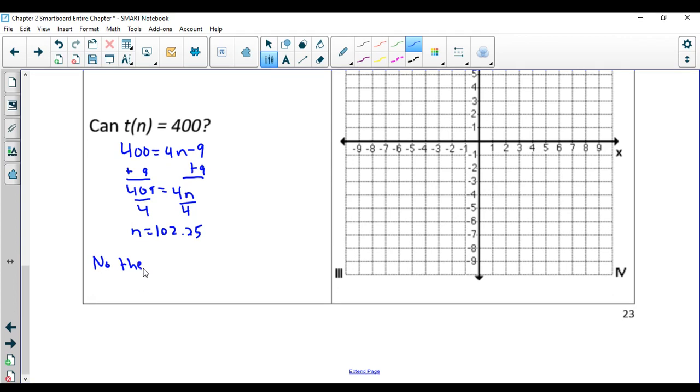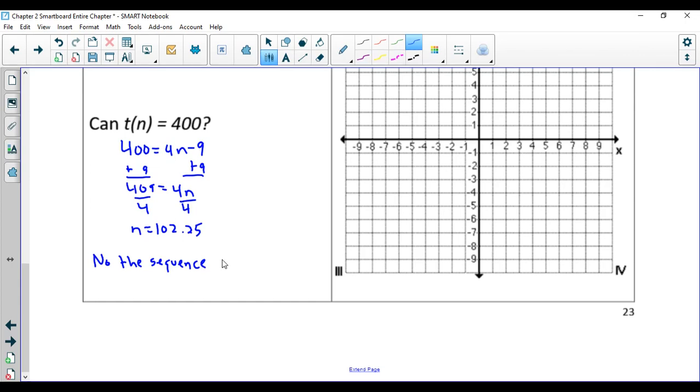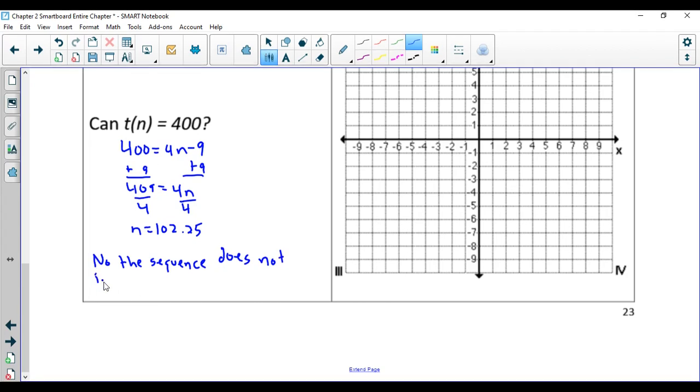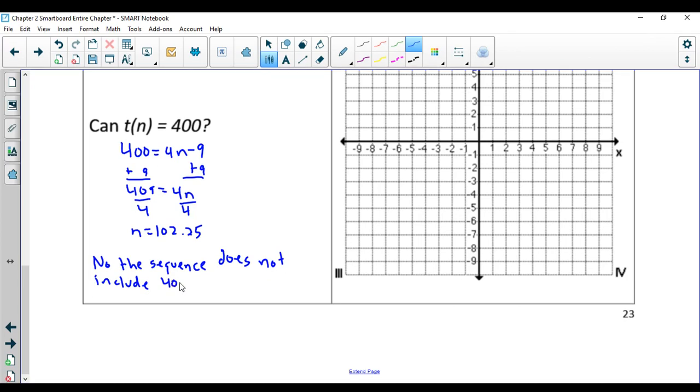The sequence does not include 400. And again, the reason is because n is a decimal.